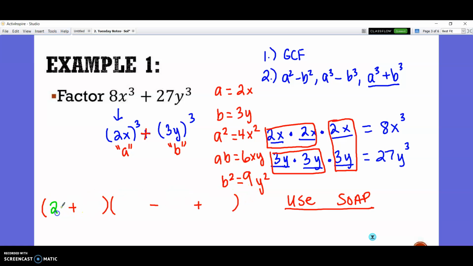So first, 2x. The next term will be 3y. The next one will be 4x squared, 6xy, and then 9y squared. And then that's your answer.